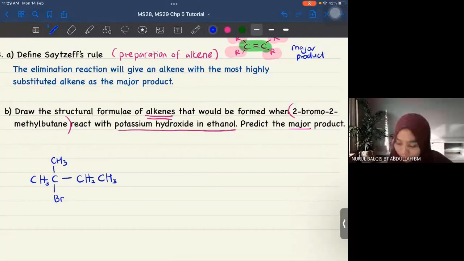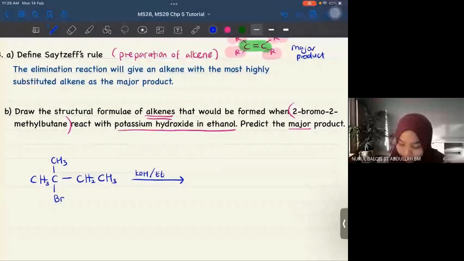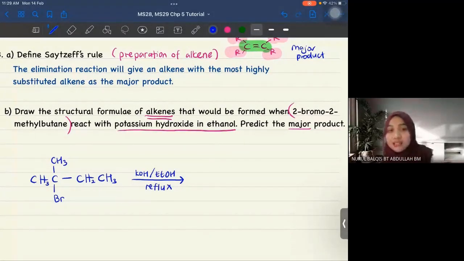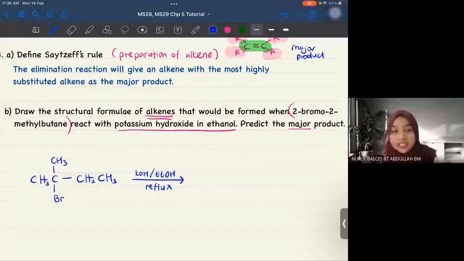And then you want to react them with this potassium hydroxide in ethanol, dia dah bagi. Potassium hydroxide in ethanol and heat. Okay, walaupun heat lah, sorry, reflux. Dia tak bagi tahu reflux, tapi awak kena tahu dia perlukan reflux. Tak ada reflux, hanya potassium hydroxide in ethanol, dikira salah.